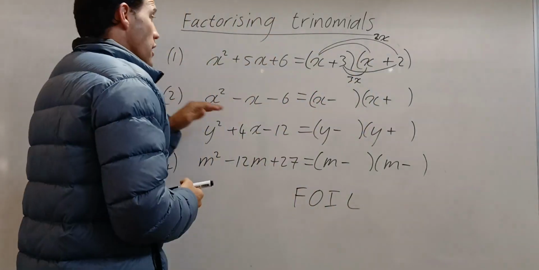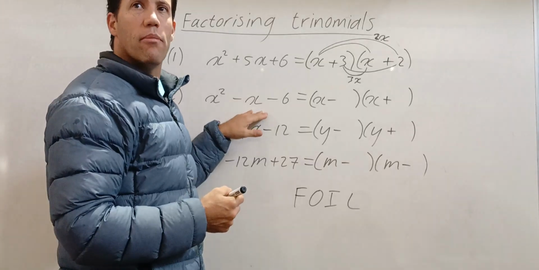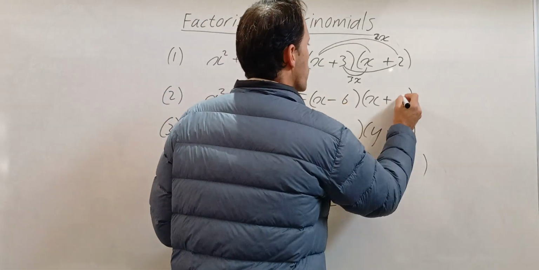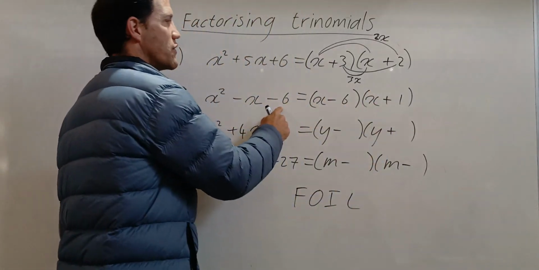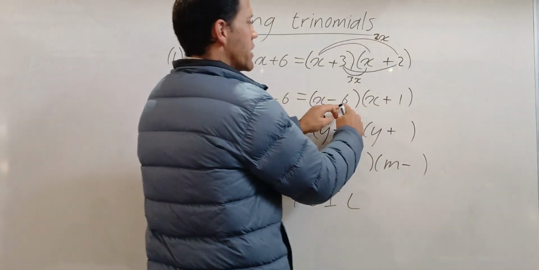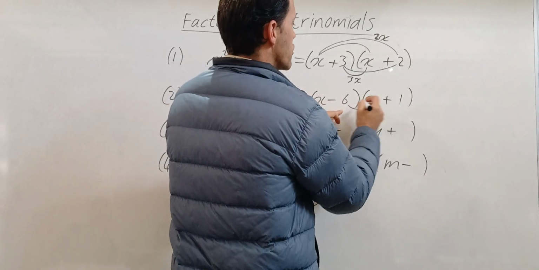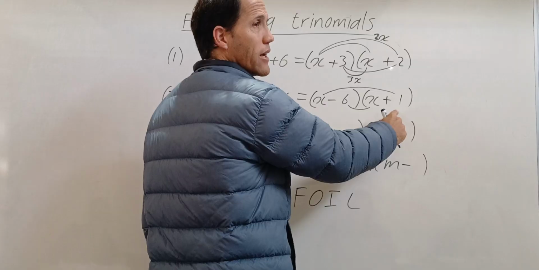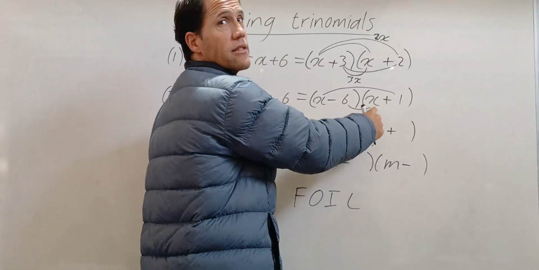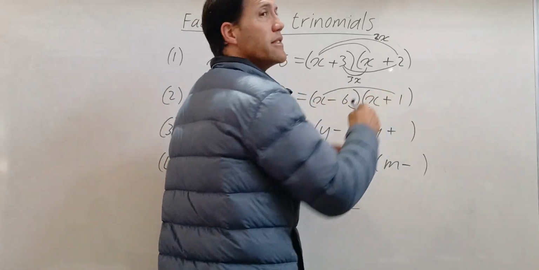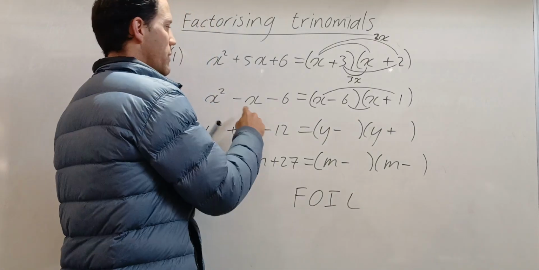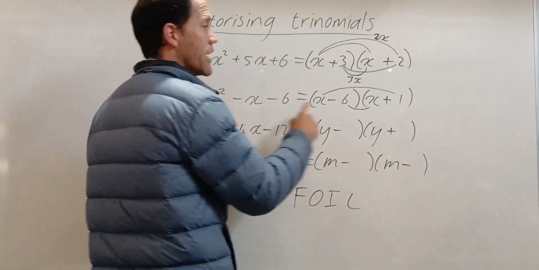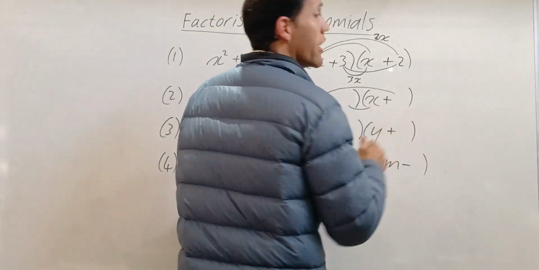Okay. Let's look at this one now. Again, the same problem. Negative 6 at the end. So I can say negative 6 times 1, because negative 6 times 1 gives you negative 6. But what's going to happen when I check the middle term? What is x times 1? It's 1x. What is negative 6 times x? It's negative 6x. So what is 1x minus 6x? It's negative 5x. But here in the middle, I don't have negative 5x. I've got negative 1x in the middle. So I know negative 6 and 1 is not going to work.